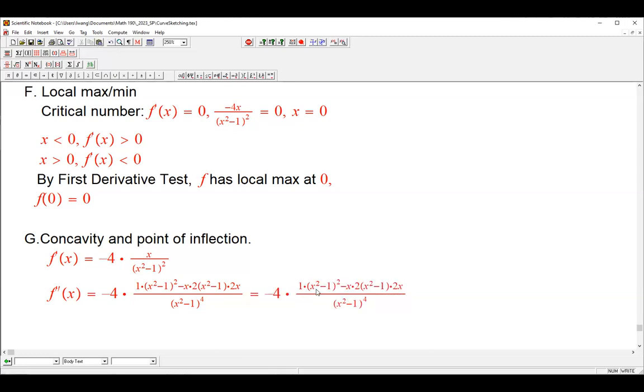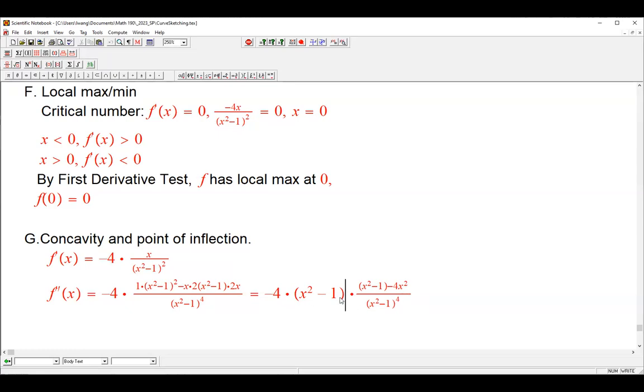Okay, so let's simplify. Negative 1 times that. And over here, this is 2x, so this is going to make it 4x squared. So this piece gets removed. What I'm going to do is factor out the x squared minus 1, so there's only one of them left there. Okay, feel free to pause this part and do your own algebra.